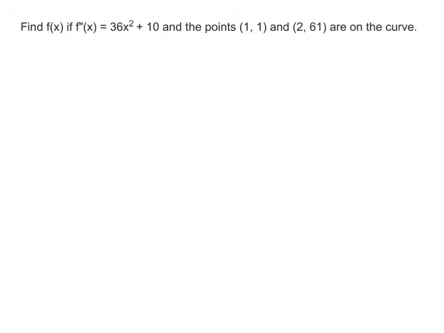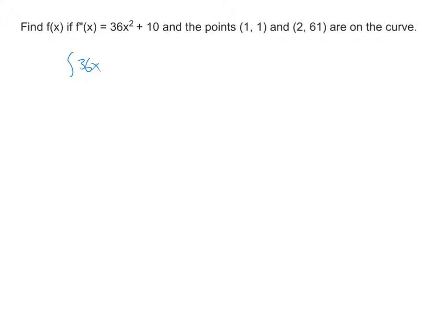If we know the second derivative is 36x squared plus 10, and we know that 2 of the locations this thing is at are (1, 1) and (2, 61), then what is the actual function? Notice we don't know anything about the velocity at this point. All we know are 2 different locations. So check this out. You have to take the integral of 36x squared plus 10, and then the integral again.